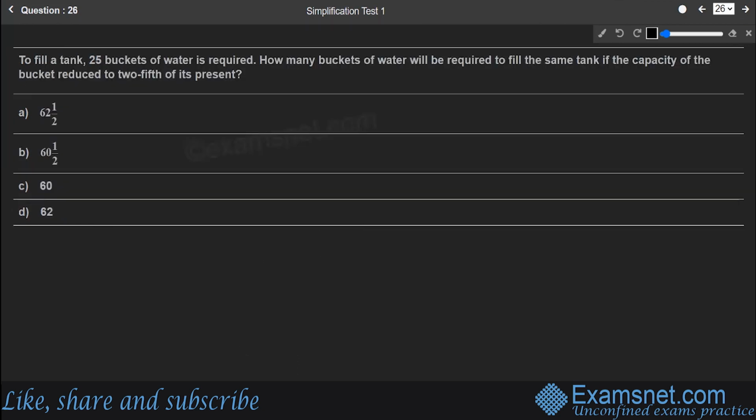Now there's one more question. What is it saying? To fill a tank, 25 buckets of water are required. Though he has not given what is the capacity of a single bucket.